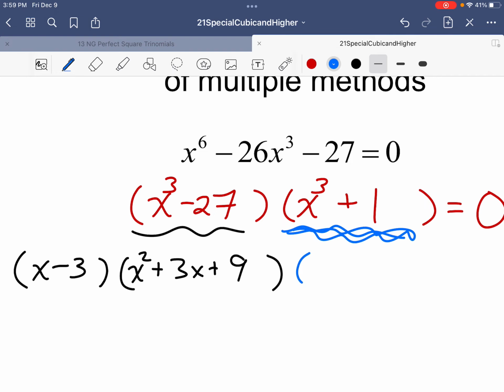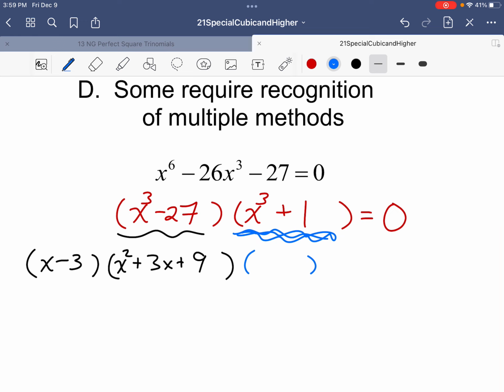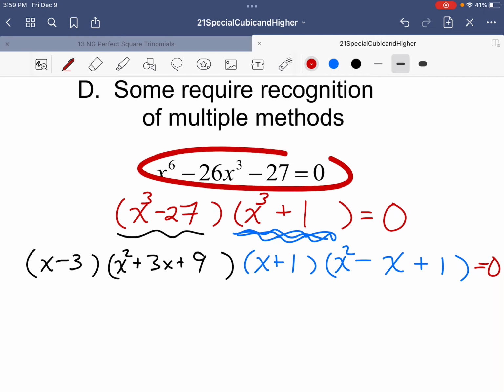Let's factor x cubed plus 1. Where did x cubed come from? Where did 1 come from? What happens if you square them? What happens if you multiply them together? Same sign, opposite sign, always positive. Now students, what's happening here is we have just broken down this big old original x to the 6th equation into these 4 factors.